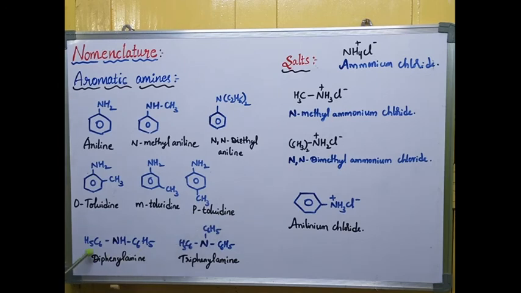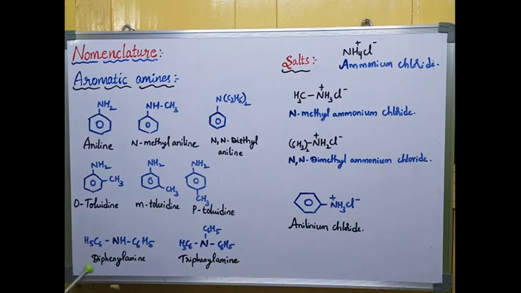Now if to the nitrogen of NH, aromatic rings are attached, then we call it diphenylamine. C6H5 means a benzene ring, and this benzene ring is termed phenyl. So two phenyl groups are present, diphenylamine. Three phenyl groups are present in this structure, so it is triphenylamine. Okay, so this is about aromatic amines.